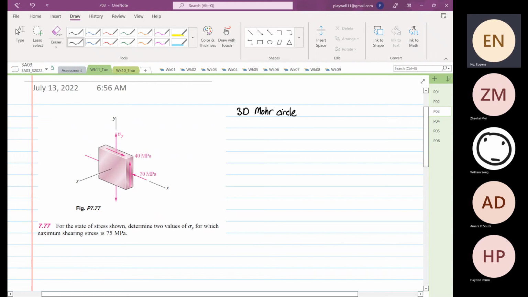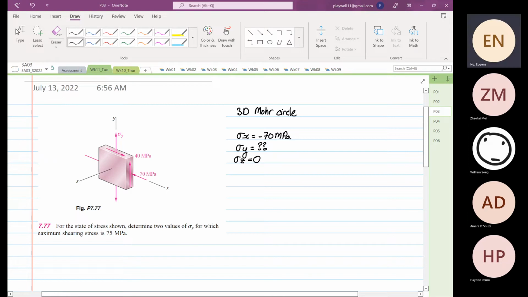Given the information that we have, we know that stress X is equal to minus 70 megapascal. Stress Y is the stress direction that we are told to find. And we know that stress Z is equal to 0.